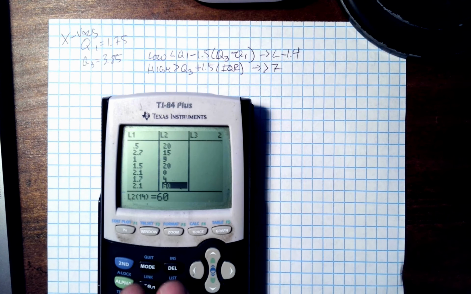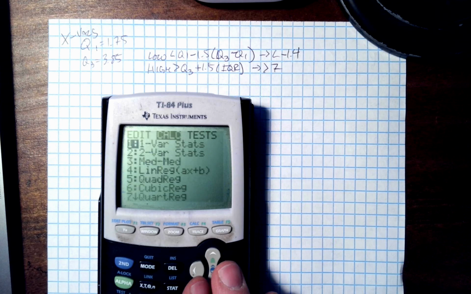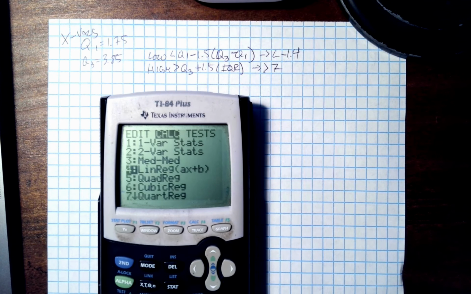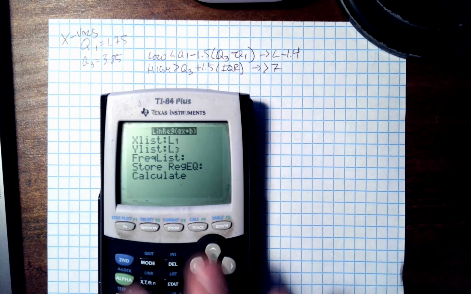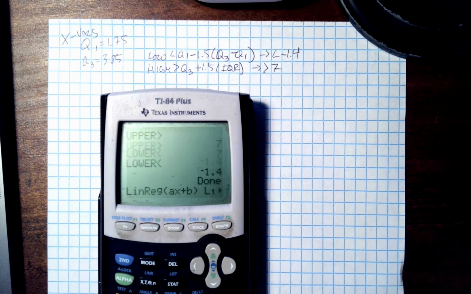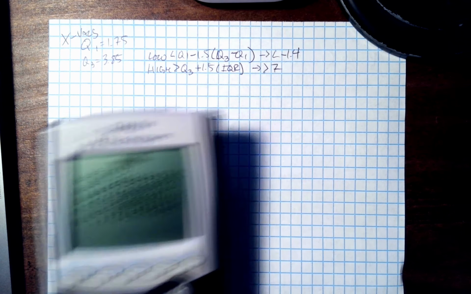Again, once you've removed all of them, you can go back to stat calc 4, or whatever your best regression equation was. Mine was linear. Linear ended up being the best for me. I run that on L1 and L2, and I find a different equation than I had before.